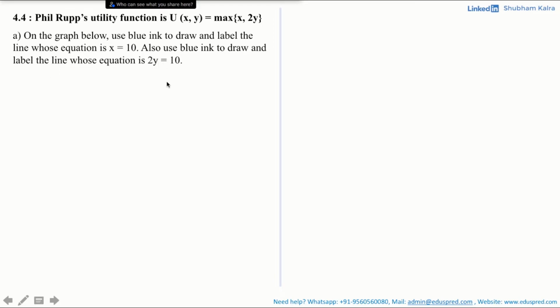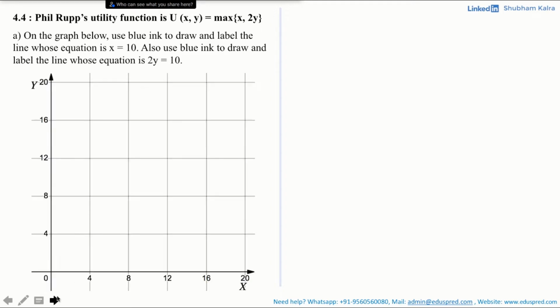So this is a very straightforward part. Let's begin. This is the graph given to us, where on the x-axis you have good x and on the y-axis you have good y. The question says to use blue ink to draw the equation x is equal to 10. That means we will have a straight vertical line at the coordinate where x takes the value of 10. So this is your blue straight line whose equation is x is equal to 10.